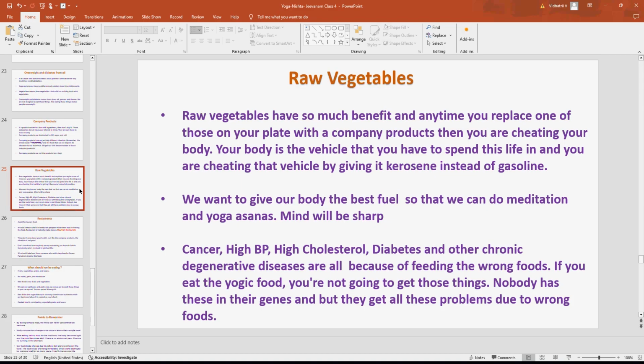Yes, Bhagini, Sharda Bhagini. Do we get vitamins in the sattvic food? I mean, enough vitamins in the sattvic food? Do we need to take any supplements? Yeah, that's a good question.